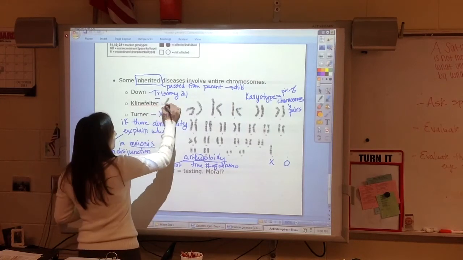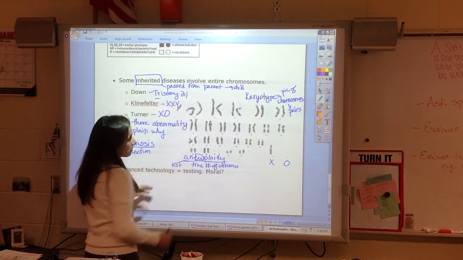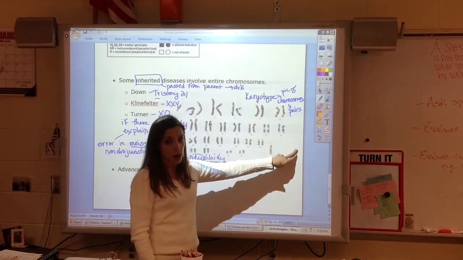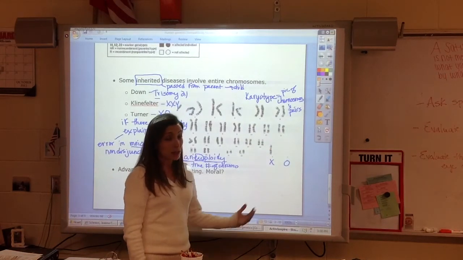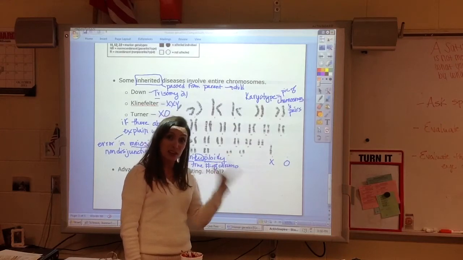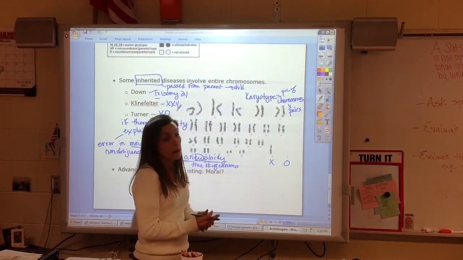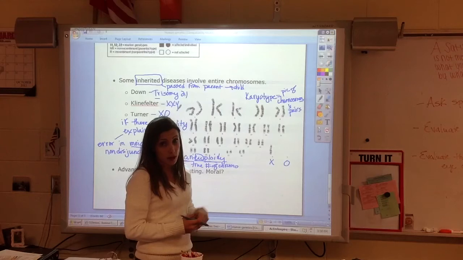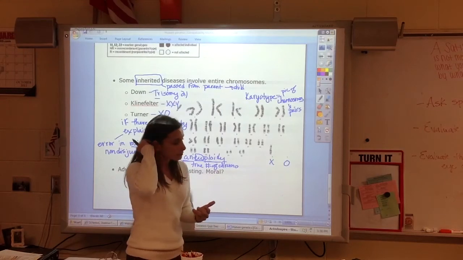Klinefelter is XXY, so this is where there are two X's and a Y. And so this means that there was either a problem in the sperm, and the sperm came with an X and a Y, or it's a problem with the female and the egg gave both of the X's.